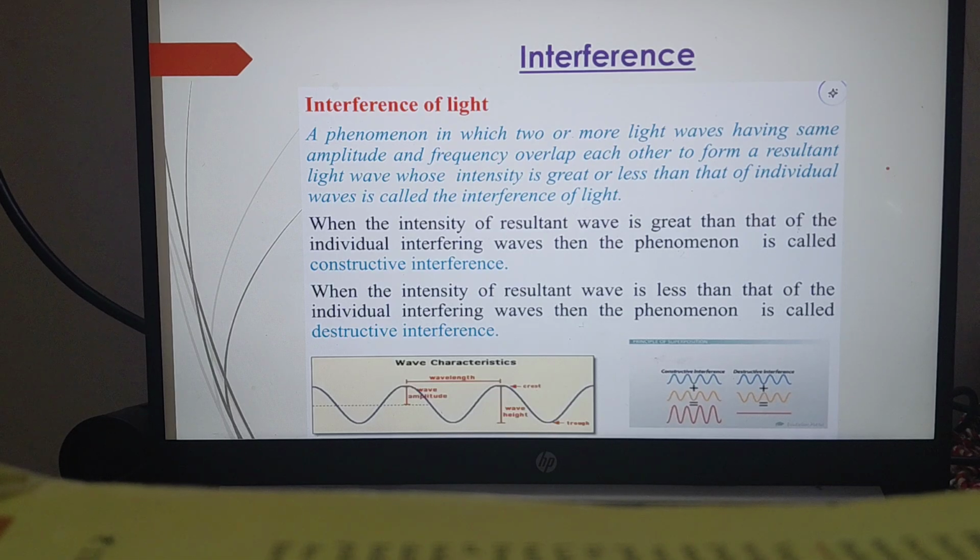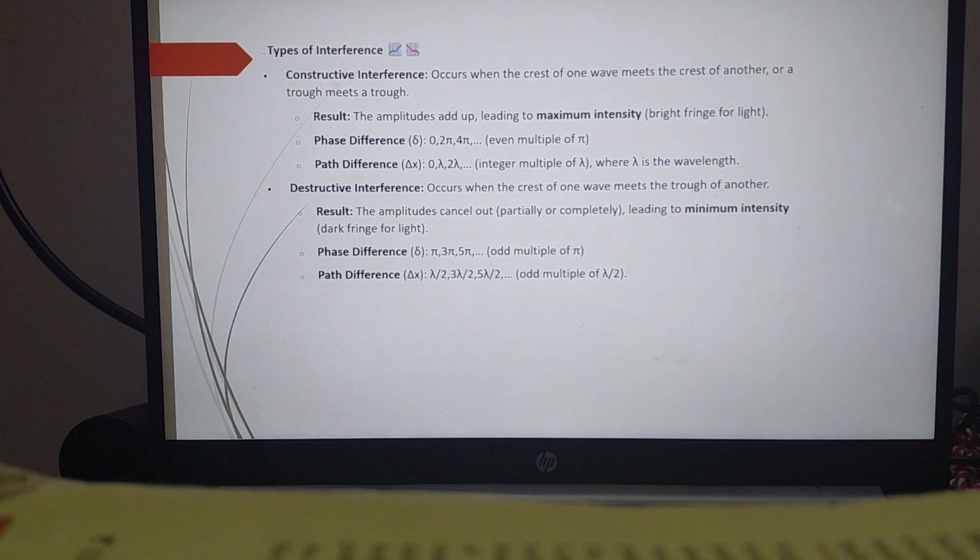So what is interference? The phenomenon in which two or more coherent waves, traveling with the same amplitude and frequency, undergo superposition of waves is known as interference. In interference there are two types, constructive and destructive interference. Next, types of interference. We already saw what phase difference and path difference are. The first type is constructive interference.